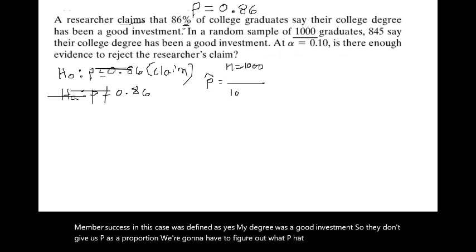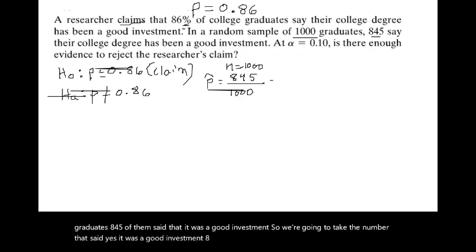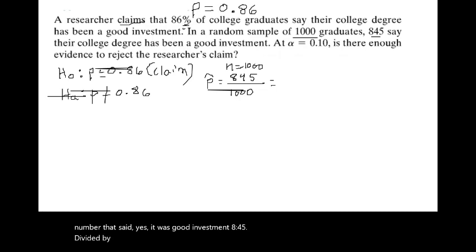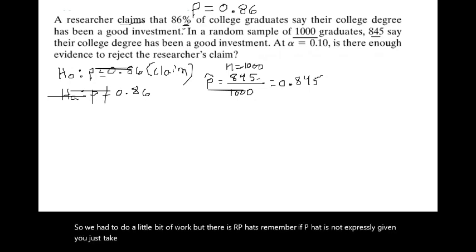So out of those 1,000 graduates, 845 of them said that it was a good investment. So we're going to take the number that said yes, it was a good investment, 845, divided by the total number of respondents, 1,000, to give us a p-hat of 0.845. So we had to do a little bit of work, but there is our p-hat. Remember, if p-hat is not expressly given, you just take the number of successes in the sample divided by the sample size, and that will give you your proportion of successes in your sample.